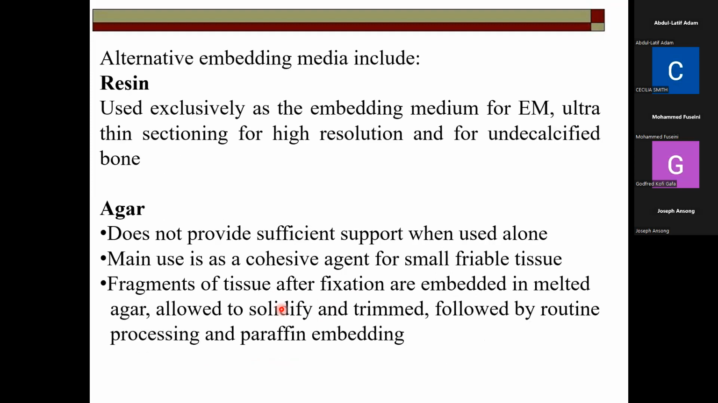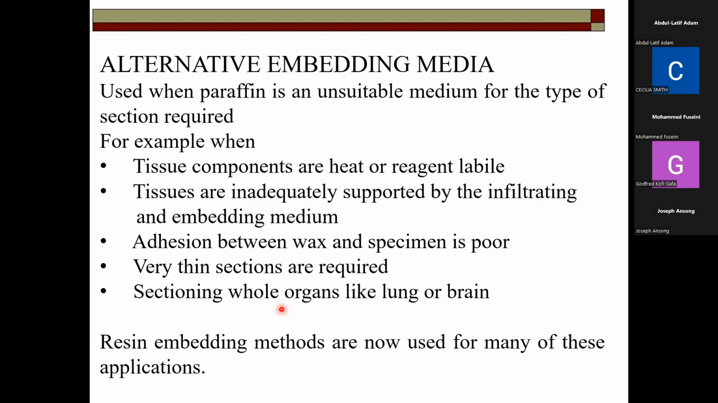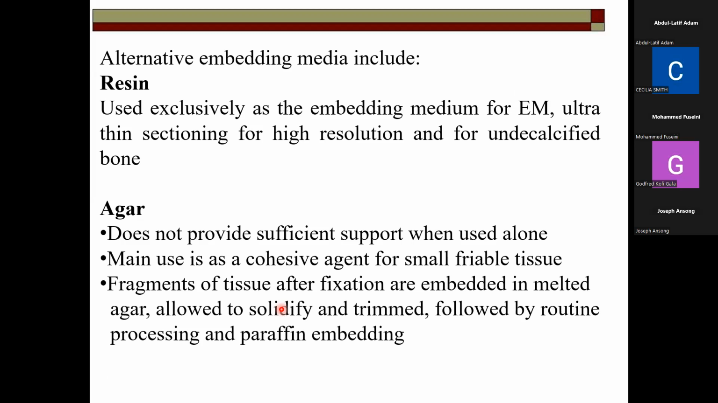So this part, I think we have mentioned them already somewhere during the infiltrating medium. So it's the same thing. You can use resins as an alternative embedding medium. You can use resin, you can use agar. And I mentioned to you that you use resin for embedding tissue for electron microscopy, where you need very thin sections, less than a micron. You need hard tissue to be able to do that.